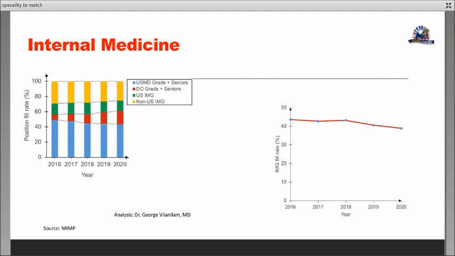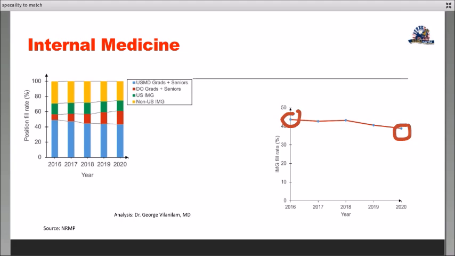There has been a decrease in IMG fill rate from 43 to 38%, which is not a trivial decline here. In 2016 you had close to 43 and now we are at 38%. So there is a perceptible decline in the IMG fill rate. As many of you may already know or may have noticed, there is an increasing trend of much higher scores for internal medicine, step 1 and CK for matched applicants. So that continues to be true.